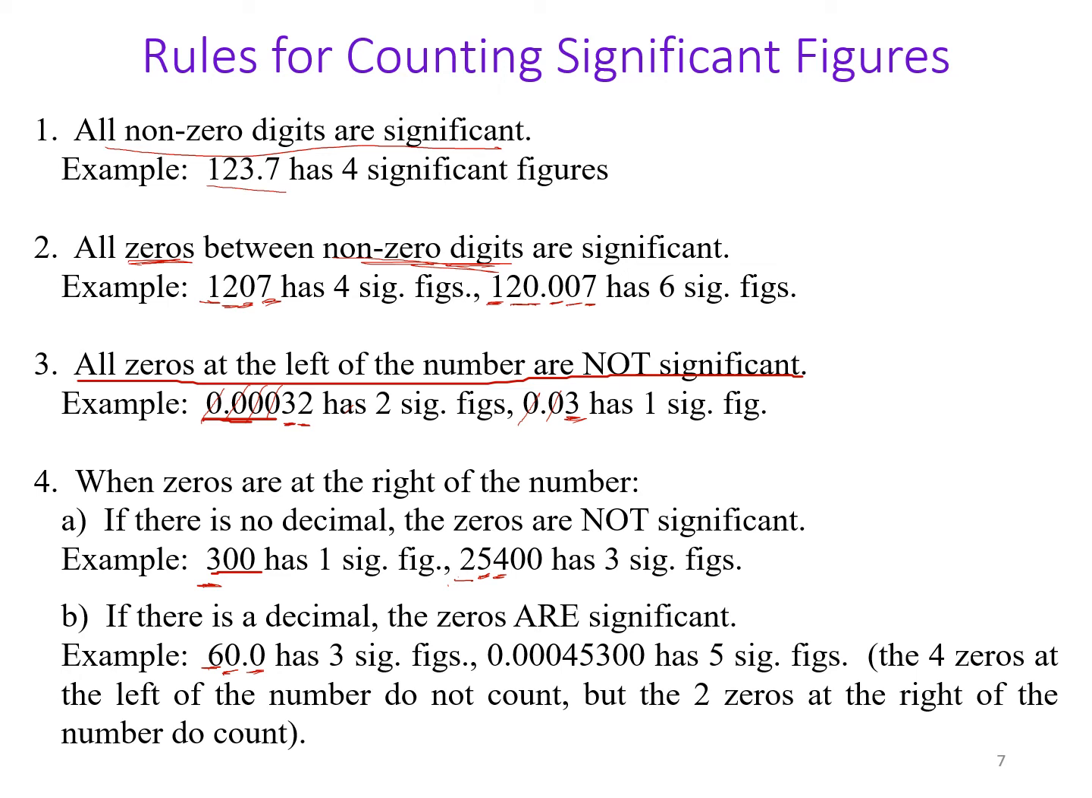So all these zeros, the rule number 3 tells us that all zeros on the left of the number are not significant, which means none of this is significant to us, right? What is significant? 4. This is significant. 3 is significant. How about these zeros?